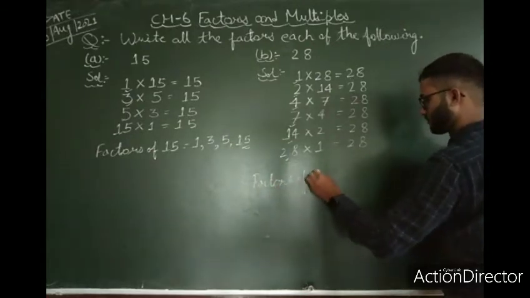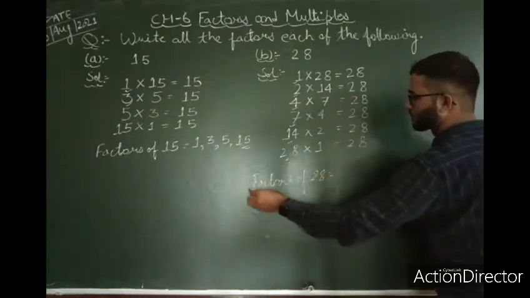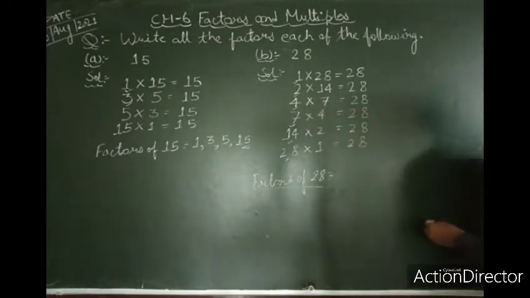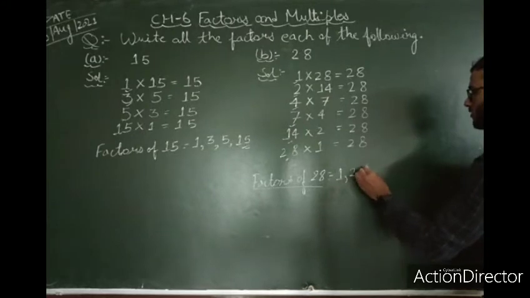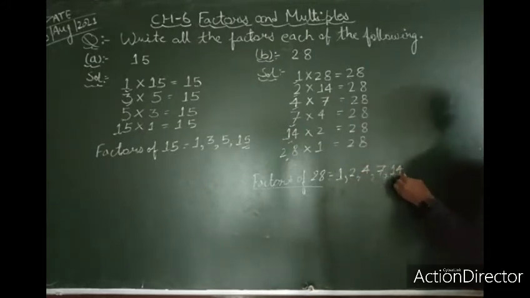Factors of 28 are 1, 2, 4, 7, 14 and 28.